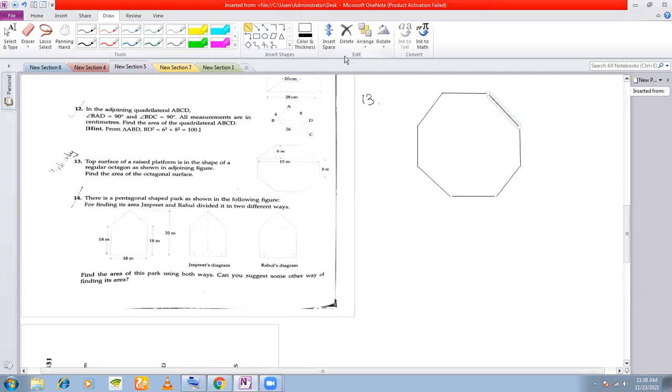This is the figure given. What is this figure called? Sir, octagon. Yes, this is an octagon because it has 8 sides. Okay.